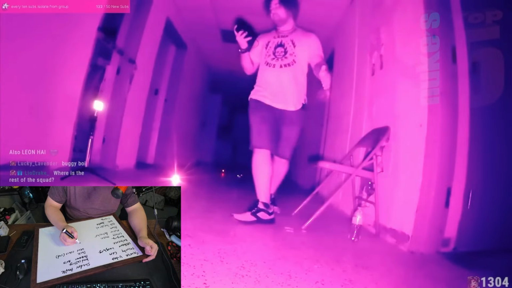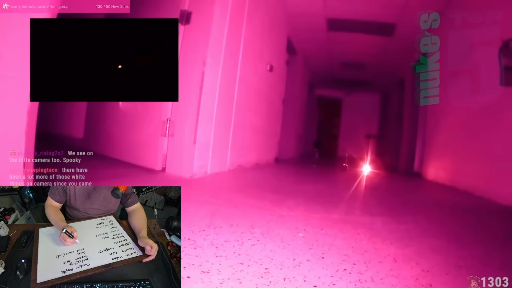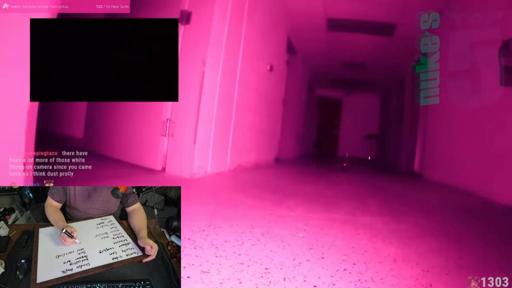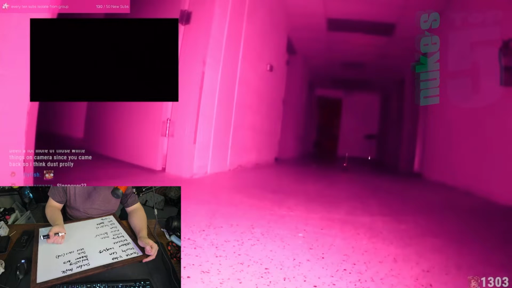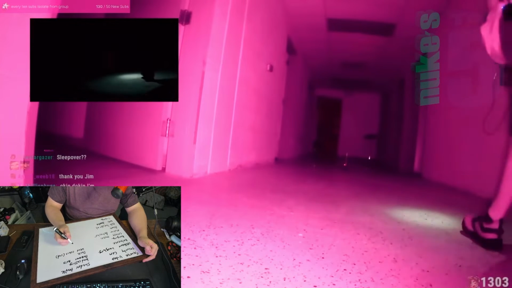Okay. A music box? Okay, I'm gonna turn on the EMF. Which I think was just like a motion detector, which we've already written down.